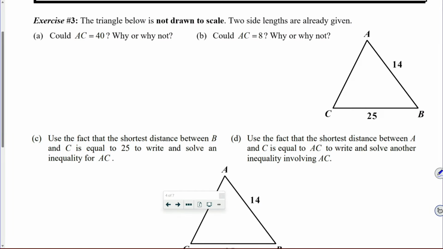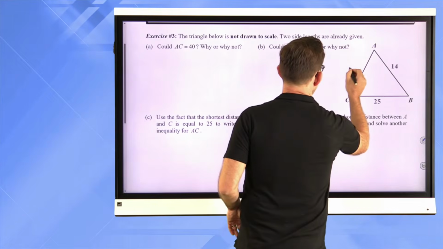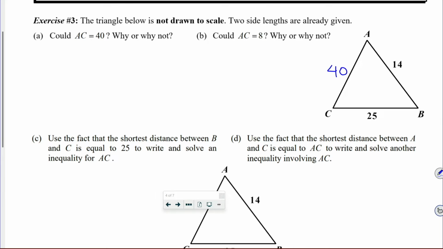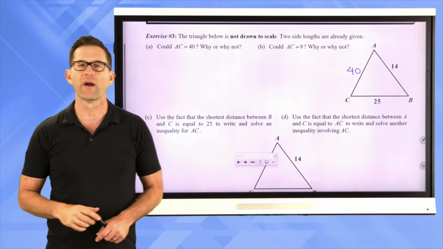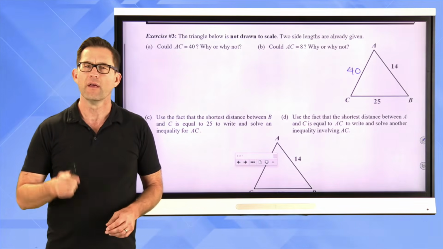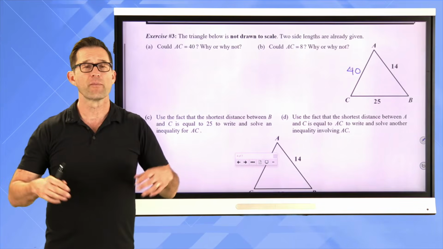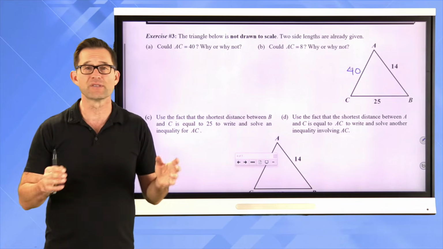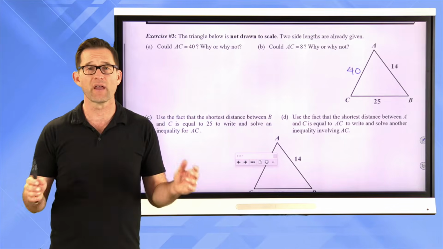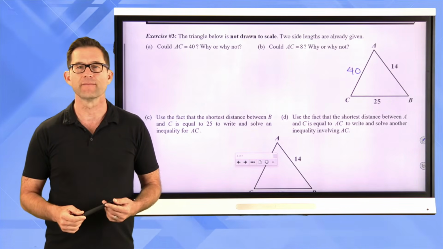Two side lengths are already given. Letter A. Could AC be equal to 40? Why or why not? I can erase, and hopefully you can too if you're working with pencil. If I put a 40 there, could that be the case? Could AC be equal to 40? Think about this for a moment, either from the perspective of the triangle inequality or from the perspective of the shortest distance between 2 points being the straight line segment, and think about whether that could be the length of AC.